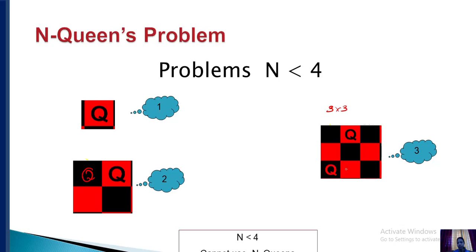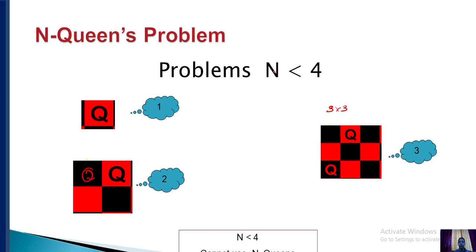And if I try to place this queen in this place, if the second queen has been placed here, it will definitely clash diagonally with the second queen. And if I place the third queen in this cell, it definitely clashes diagonally with the first queen. So if I work with a 3 cross 3 chessboard and 3 queens, there is no solution to place these 3 queens in this 3 cross 3 chessboard.